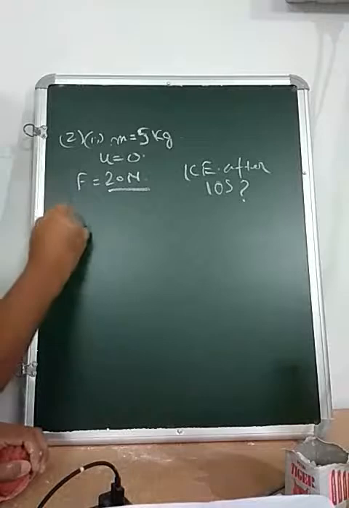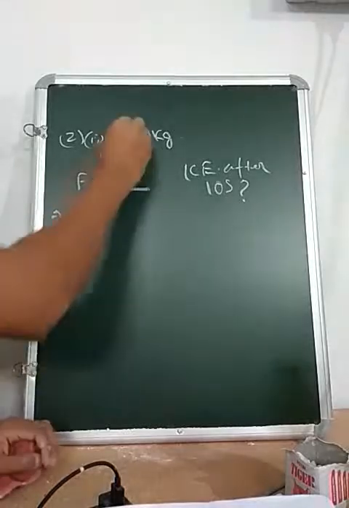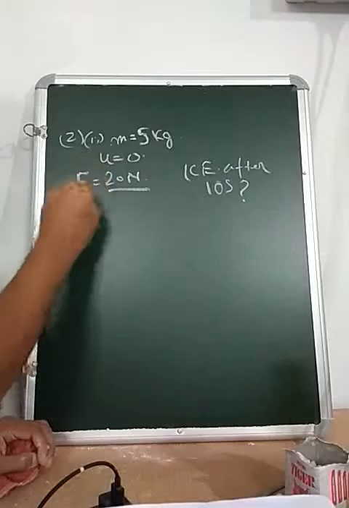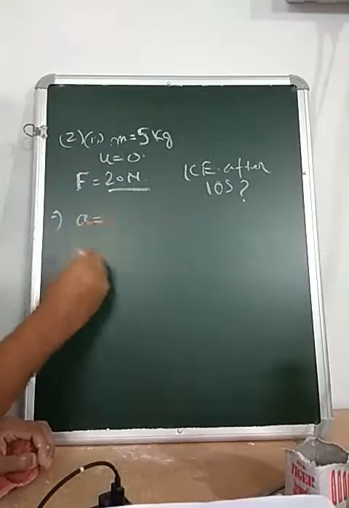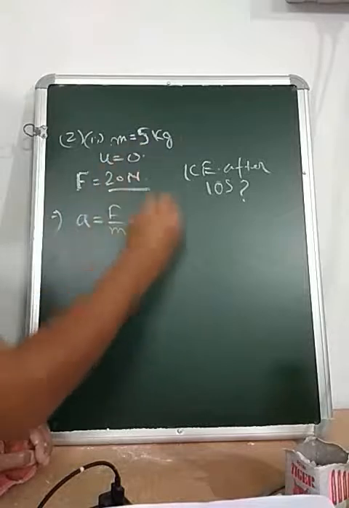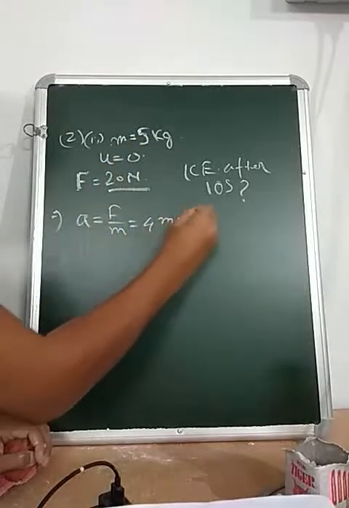So see, force is given. We know the mass and we know the applied force, so from here we can find the acceleration on the body. So what will be the acceleration? F by m. So 20 by 5 will be 4 meter per second square.